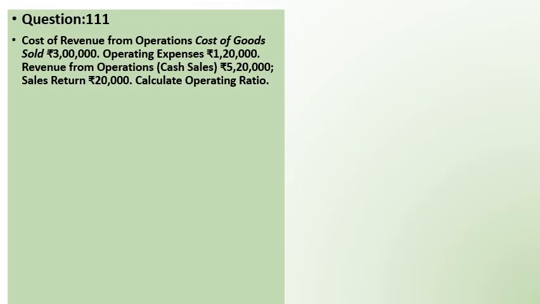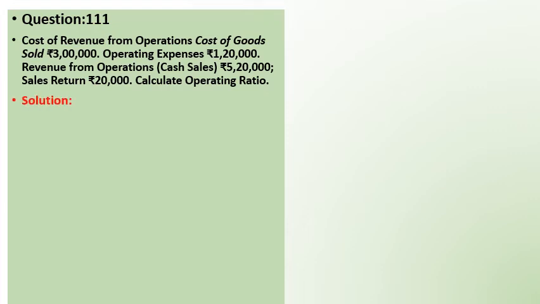We'll calculate the operating ratio from here. Cost of revenue from operation, that is cost of goods sold, is given as 3 lakhs, and operating expenses are given as 1,20,000. Revenue from operation, that is cash sale, is given as 5,20,000, and sales return is given as 20,000. So calculate the operating ratio.